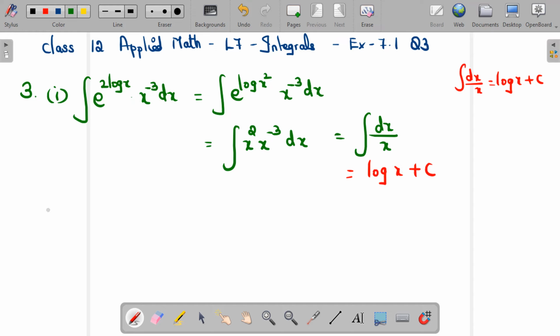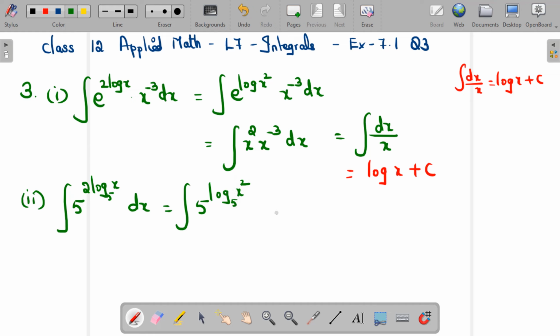Now let's take up the second subdivision in this question, which is integral of 5 power 2 log x to the base 5 dx. So again, here we're going to make some changes in the log. So this will become integral 5 power log of x squared to the base 5 dx. So now this is the base and on which you have mounted the log also to the base of 5.